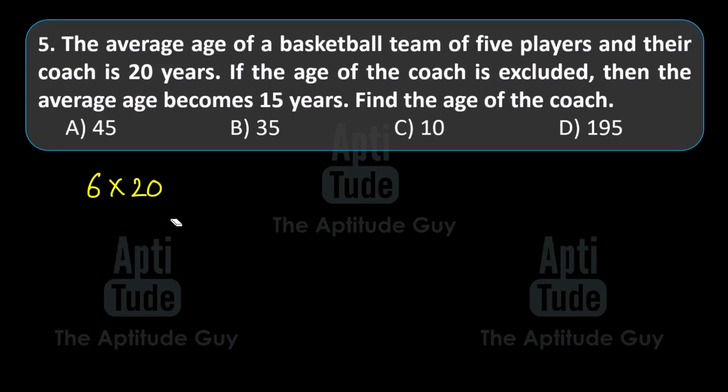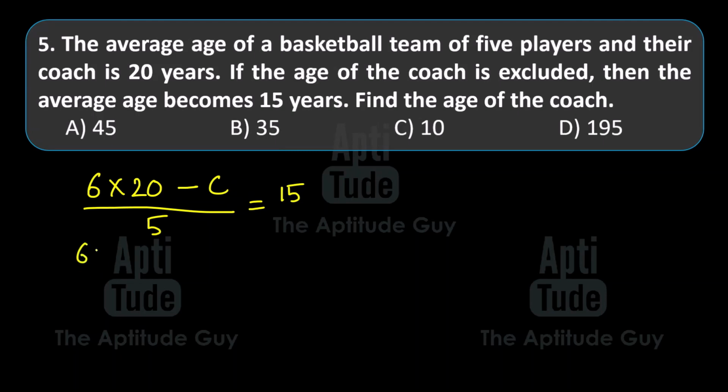All right. So then when the age of the coach is excluded, minus the coach, let it be C. Now how many people are there? Now 5 people are there. 6 people minus 1 person, we have 5 people. This is equal to the new average, that is 15 years. So we have 15 here. Done. Let us solve for C now.